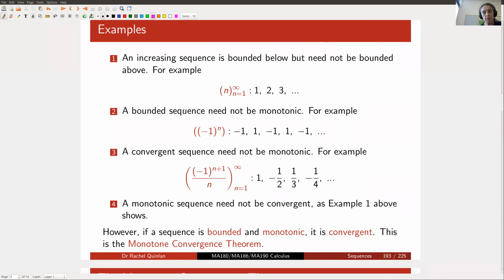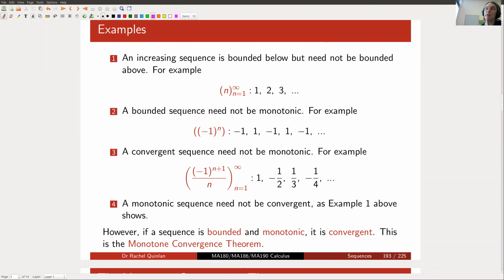A bounded sequence need not be monotonic. For example, the sequence can be bounded and its terms can alternate between more than one value. A convergent sequence need not be monotonic. For example, if we take the sequence whose terms are the fractions 1, 1/2, 1/3, 1/4, but with alternating signs so that every second one is negative, that sequence converges to 0, but it is not monotonic. It is, of course, bounded. And a monotonic sequence need not be convergent. So the relationships between convergent, monotonic, and bounded is what we're trying to unravel.